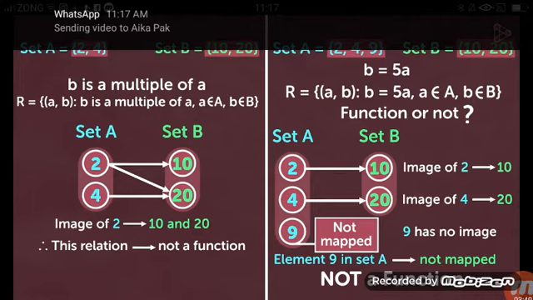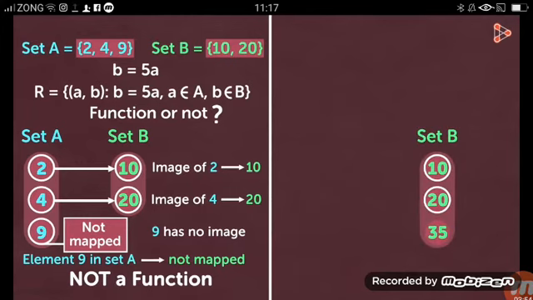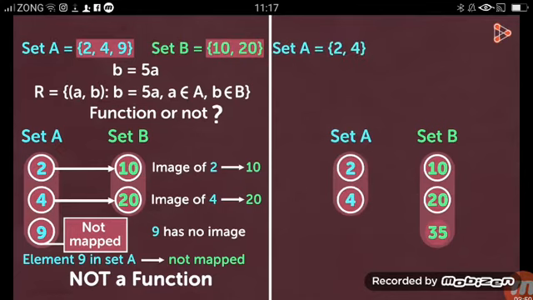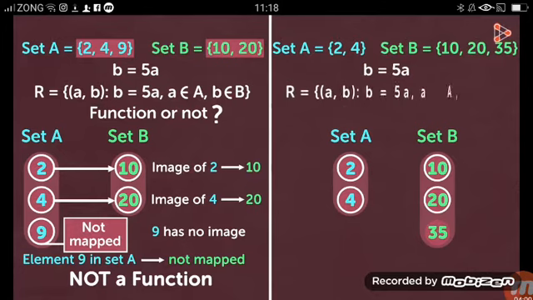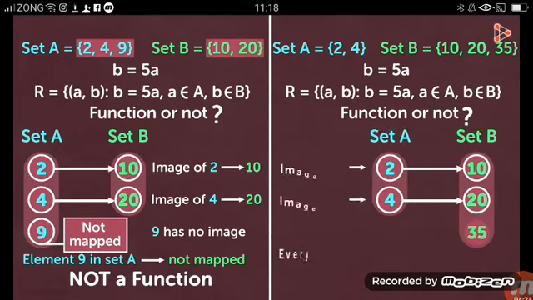Let's try out one last combination. Let us introduce element 35 to set B and remove element 9 from set A. So A has elements 2 and 4, set B has elements 10, 20 and 35. Is the relation b = 5a from set A to B a function? What does the arrow diagram tell us? It says both elements 2 and 4 are mapped to only one element each, 10 and 20 respectively. No element in set A is left out.